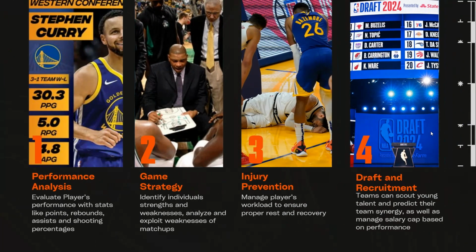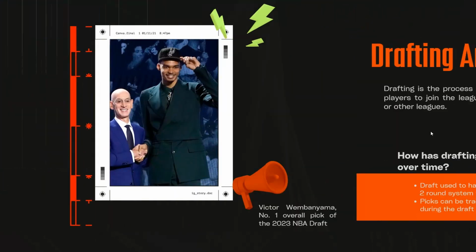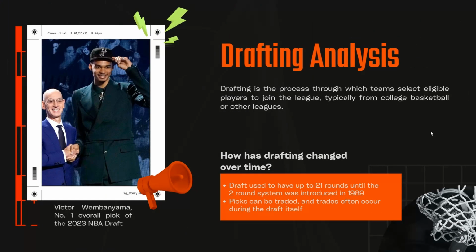Firstly, analyzing statistics can play a key role in these aspects of the game: performance analysis, game strategy, injury prevention, and drafting of new players. On towards drafting analysis, drafting is the process in which teams select new and eligible players into the organization. The order of picks involves a lottery system where worse teams can have better odds of getting better picks to ensure competitive balance across the league.